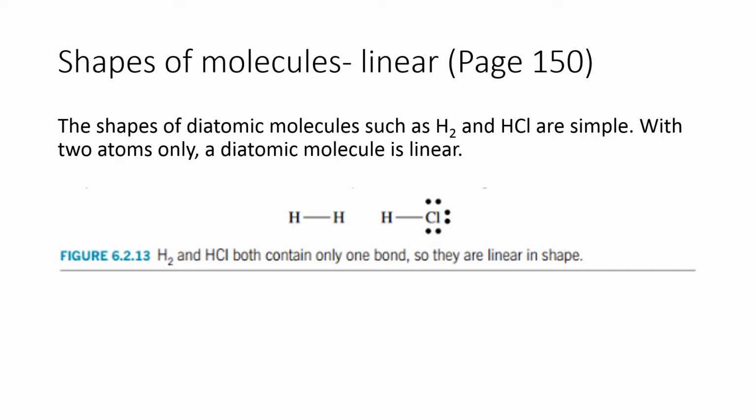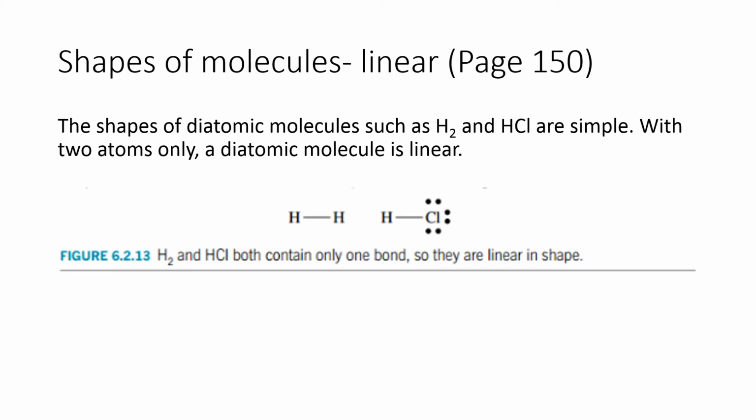Shapes of molecules. When we are talking about the diagrams or the examples that we have discussed, eventually you will get a certain shape. Why? It depends on the bonding that you have. Hydrogen and hydrogen chloride here are examples of linear structure. Linear means they are flat, meaning the angle between the two atoms is 180.